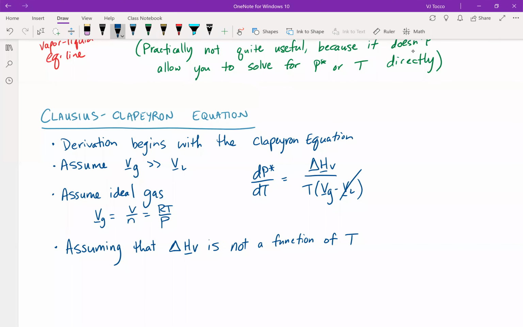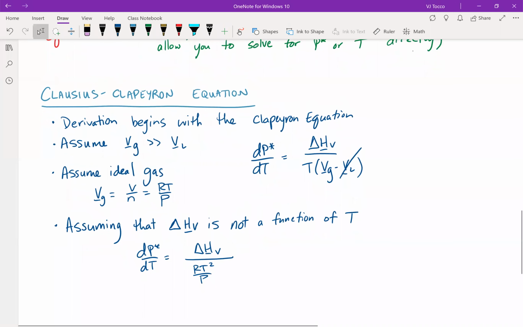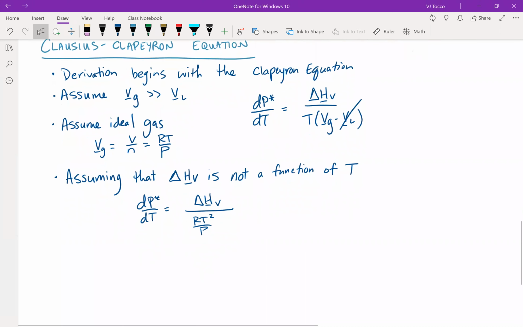All right, so if I'm going to assume that, then I'm going to get it into a separable differential equation form. So dP star dT is equal to delta H underbar V over RT squared, times P. And now I have a separable differential equation. Separable differential equations require that I group all the variables according to the side of the equation. I guess technically this should be a P star, right? Because we're talking about phase equilibrium. So I'm going to bring that P star over to the other side, and I'm also going to bring the dT over to the other side such that I can integrate the expression.